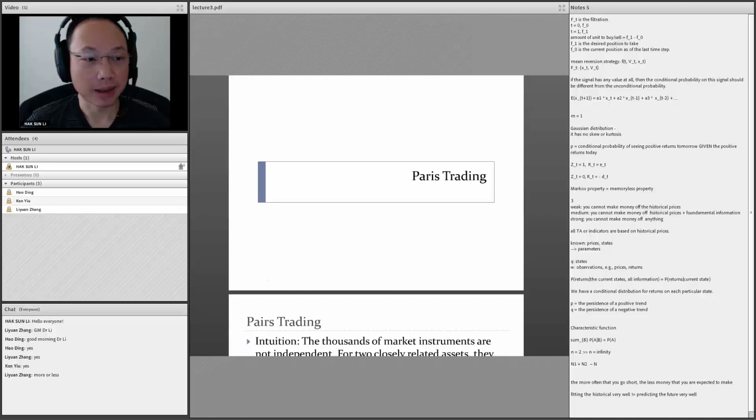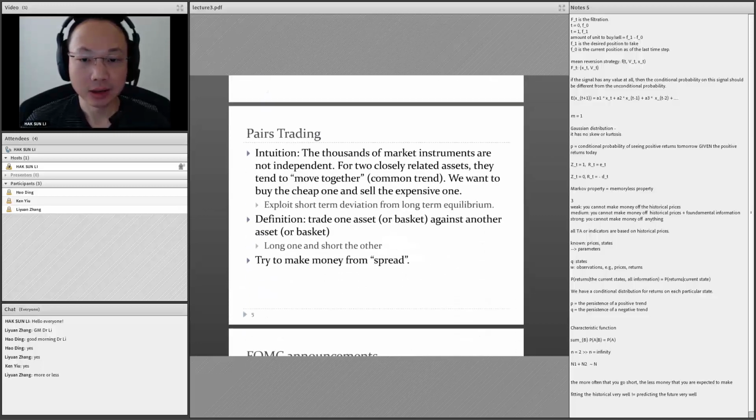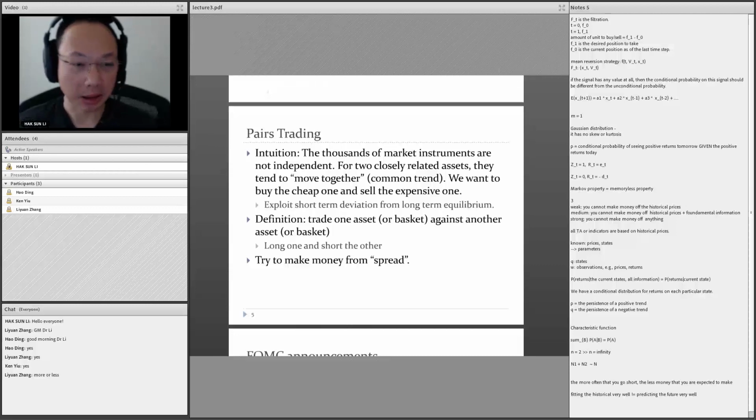So let's start by talking about pairs trading. So the intuition is this: there are lots of instruments in the market, and for example, NYSE alone has thousands of stocks listed, and they cannot be all independent. In fact, they are highly correlated. The idea is that we try to identify two or more assets that seem to move together. And the idea is using the information from one asset or other assets, we're able to buy or sell the asset that we're interested in trading.